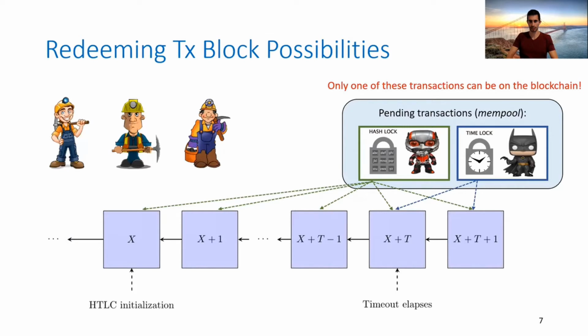Consider an HTLC instance initiated on block X. Batman can get its tokens starting only at block X plus T, and only if they hadn't been taken yet. We call the miners those who pick which transaction is included and in which block.